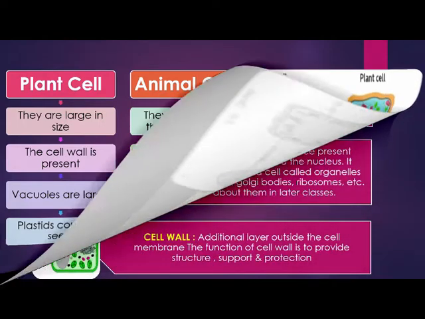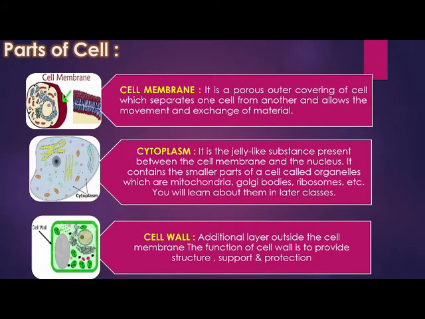Now coming to the composition of the cell, there are four main parts of a cell. The first main part of the cell is the cell membrane. The cell membrane is a porous outer covering of the cell which separates one cell from another cell and allows the movement and exchange of material. The second part of the cell is cytoplasm. Cytoplasm is a jelly-like substance and it is present between the cell membrane and the nucleus. It also contains the smaller parts of a cell known as organelles, which are mitochondria, Golgi bodies and ribosomes, etc. You will learn about them in later classes.